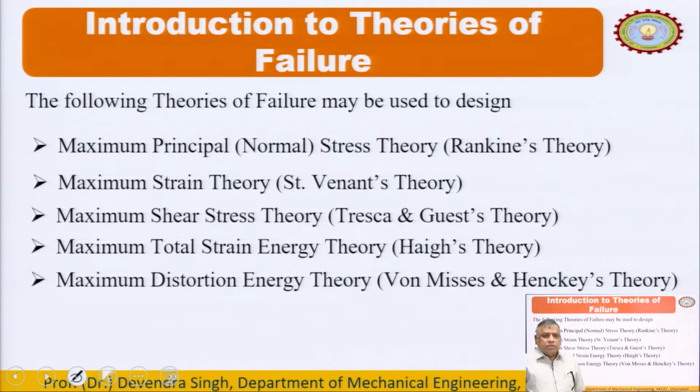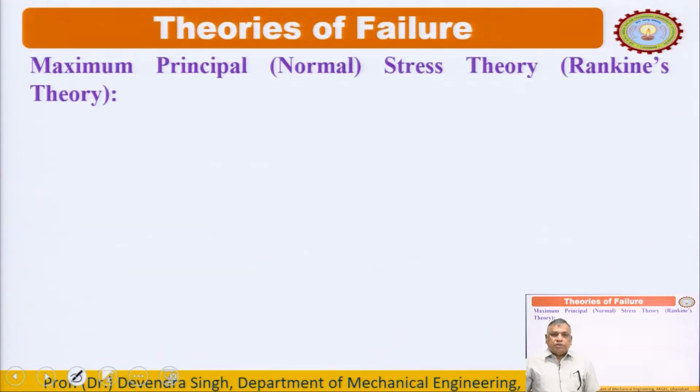In fact, maximum strain theory and maximum total strain energy theory are not in use. These two theories of failure have already become obsolete, and maximum principal stress theory, maximum shear stress theory, and maximum distortion energy theory are in use for design purposes, but for academic purposes we will discuss all these 5 theories of failure during our discussion. So, first is the maximum principal stress theory.